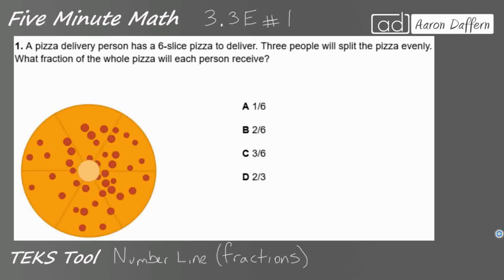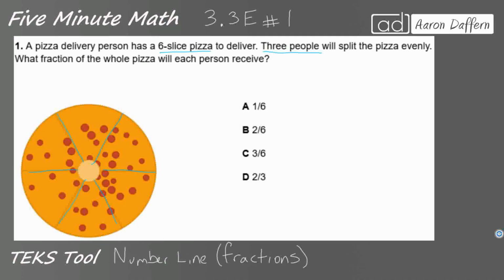So we have a pizza here, and it is a 6 slice pizza. So we can see we got our 6 slices right here, and there are 3 people that are going to split this pizza evenly. So what fraction of the whole pizza will each person receive?